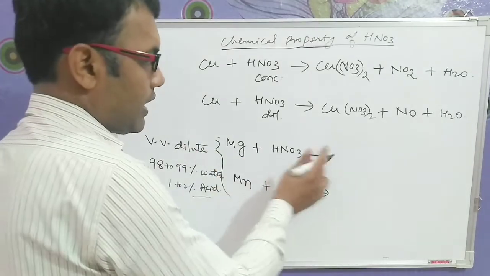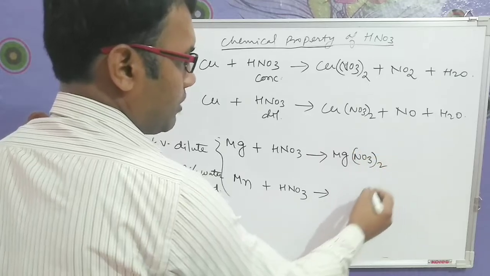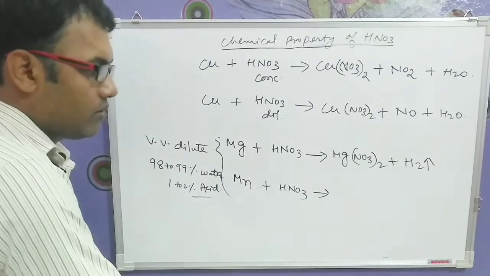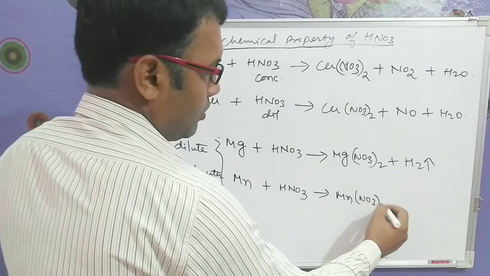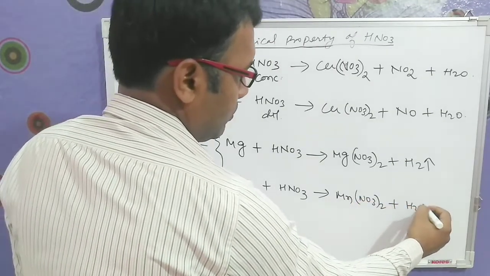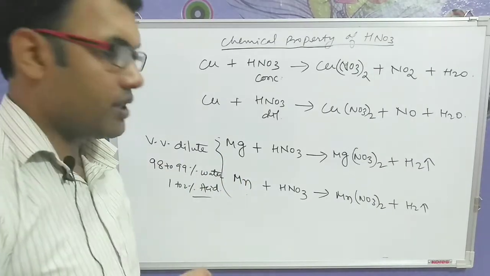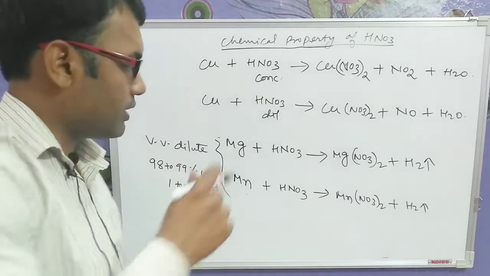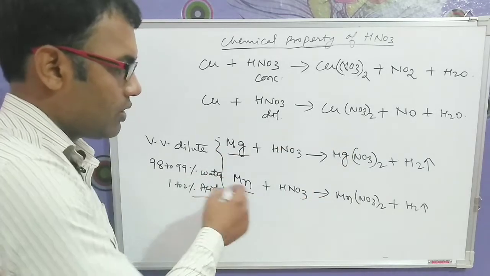Now what happens? There will be a reaction taking place, and that will be Mg(NO3)2 formation, plus hydrogen gas. Here also the same: Mn(NO3)2 plus H2 gas. So these two reactions are very important for your board exams. Do remember this: in nitric acid, only two of the metals give you hydrogen gas. One is Mg, the other one is Mn.